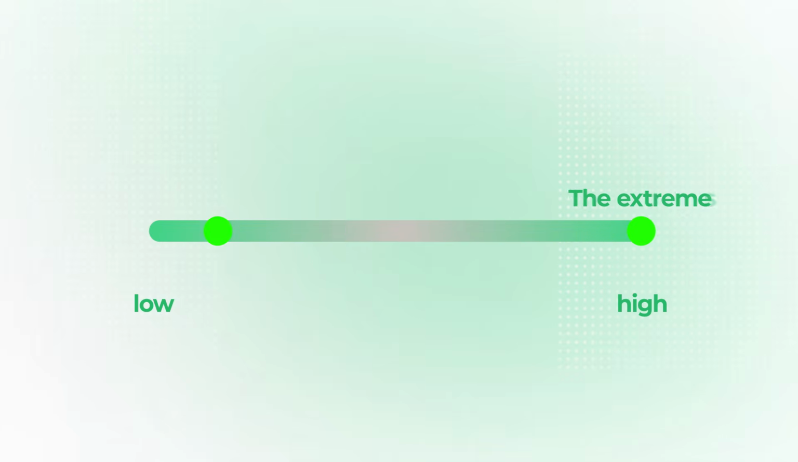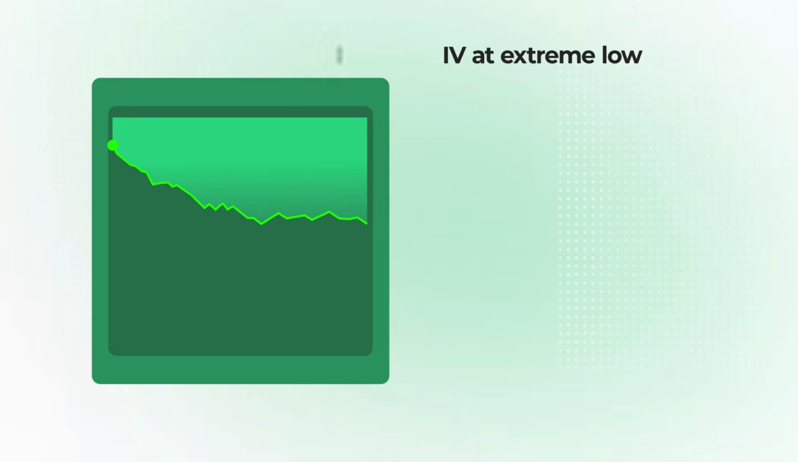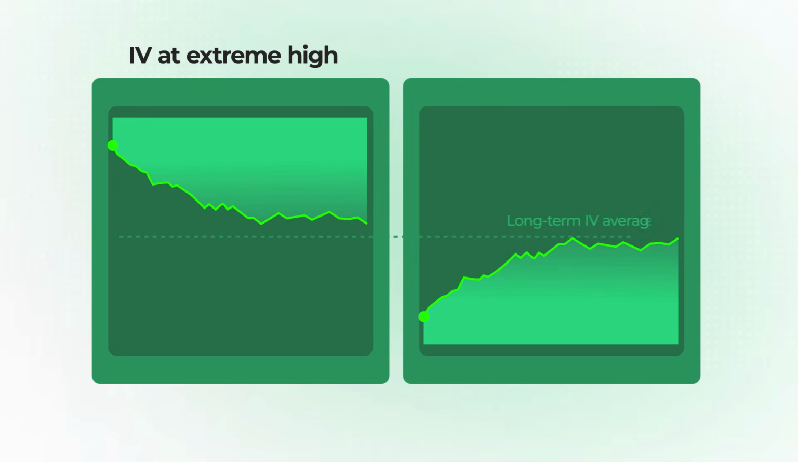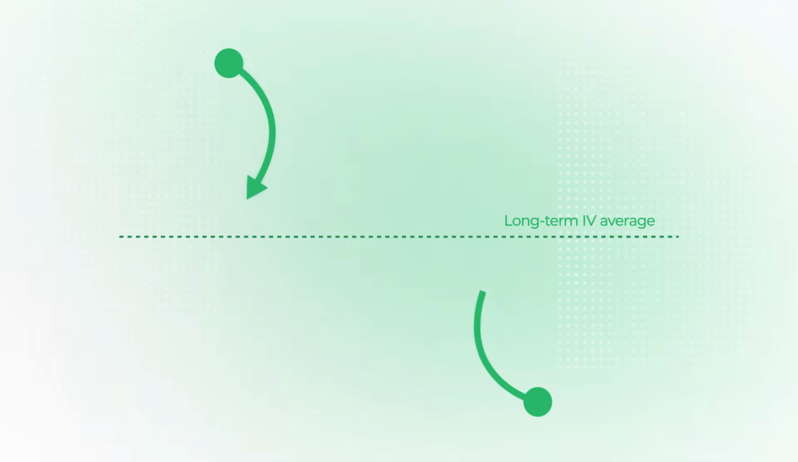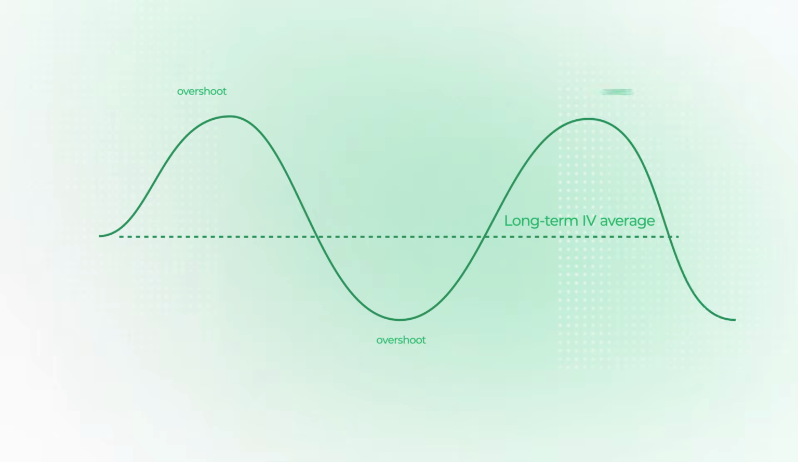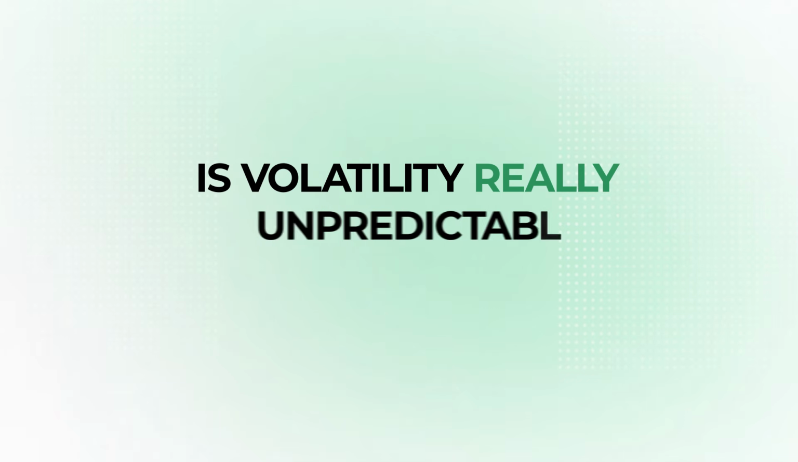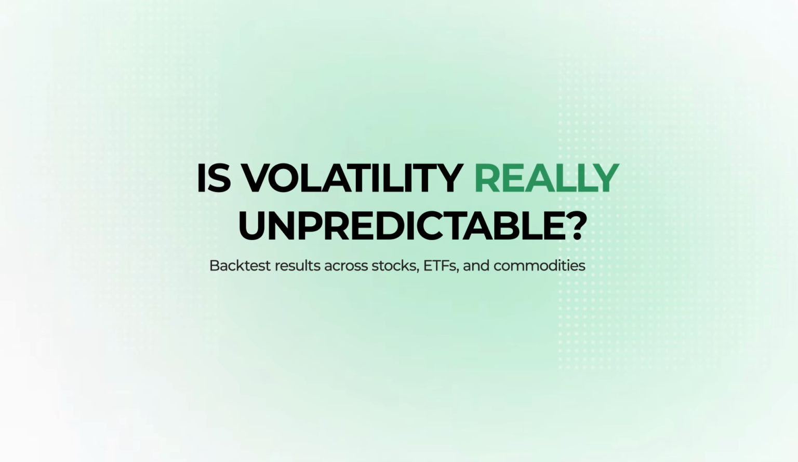Turns out, it depends on when you're looking. At the extremes, volatility behaves in a very consistent way. Think of it like gravity. The long-term average of IV acts as a gravitational pull. IV moves around it, overshoots, and then gets pulled back. We backtested exactly that. Here's what we found.